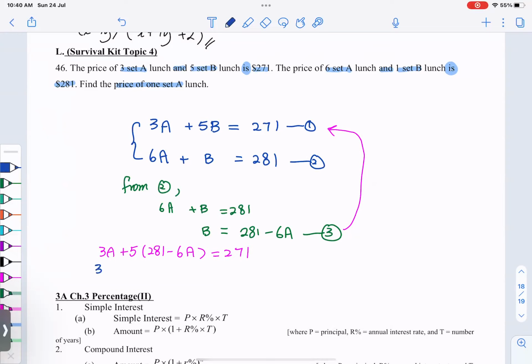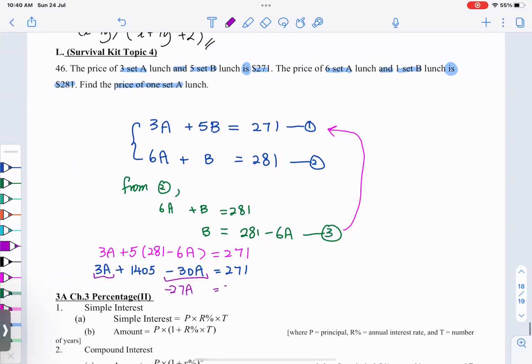So 3a, 5 times 281 is 1405. And then 5 times negative 6a, negative 30a, and then equals to 271. So anything next, what can you do? 3 apples minus 30 apples, you get negative 27 apples. And then this 1405 moves to the other side. It's a positive here, so if you move to the other side, it will be negative. So negative 27a will equal negative 1134.